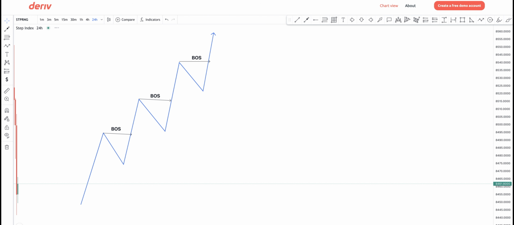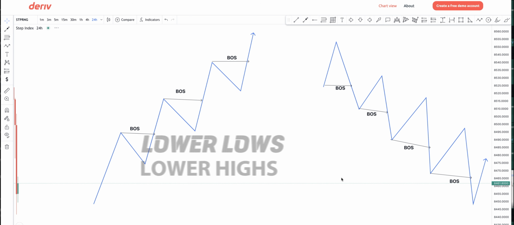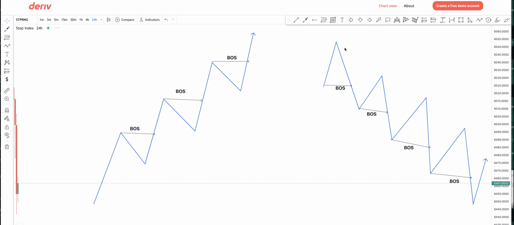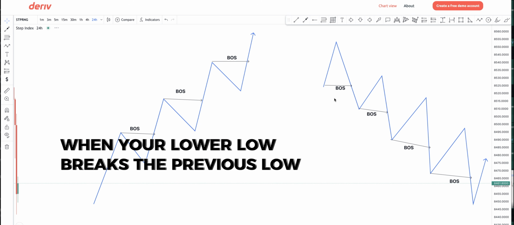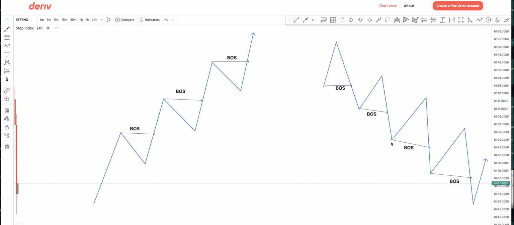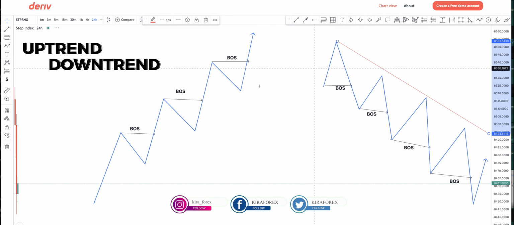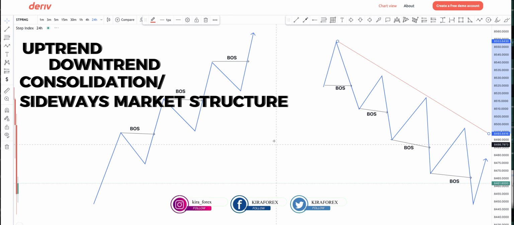The same thing happens in a downtrend. In a downtrend we have a series of lower lows and lower highs. When the lower low breaks the previous low, then we have a break of structure. This is a lower low, and when it breaks the previous low, you can see that price is moving in a downtrend this way. If you've watched my previous video, you should know the types of market structure we have: the uptrend, the downtrend, and the consolidation or sideways market structure.